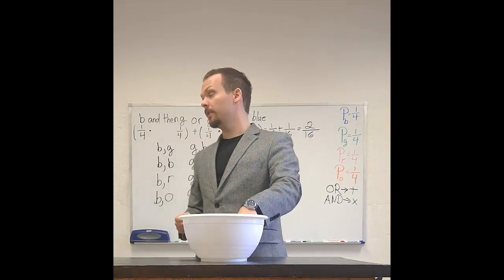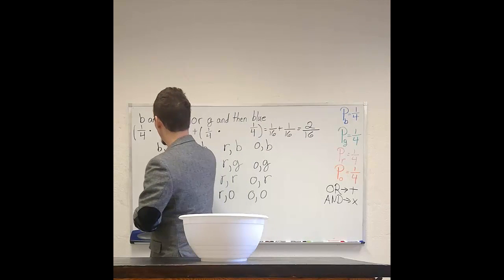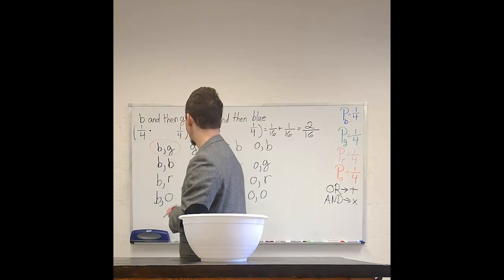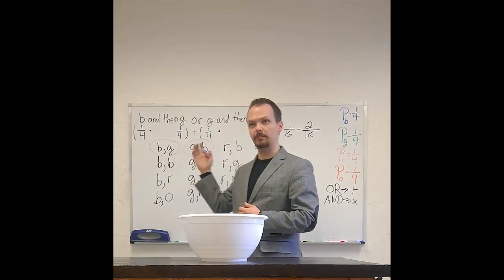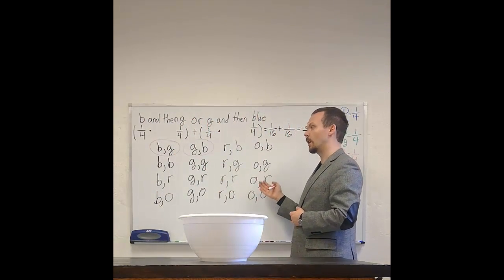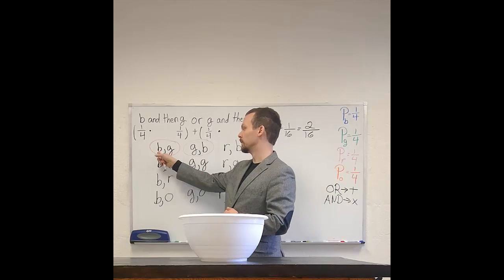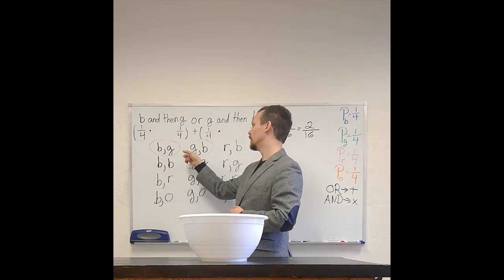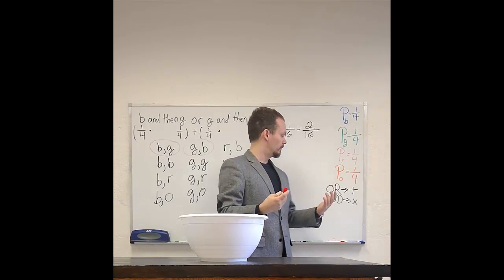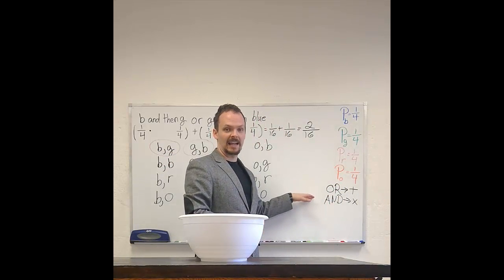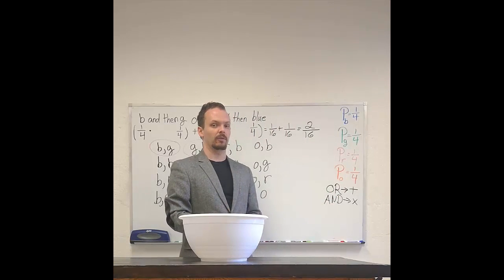How many actually are there? Well, 1, 2 out of the 16 possible combinations are in fact either blue and green or green and blue. So it turns out that our thinking of "or" as add and "and" as multiply has worked out for us.